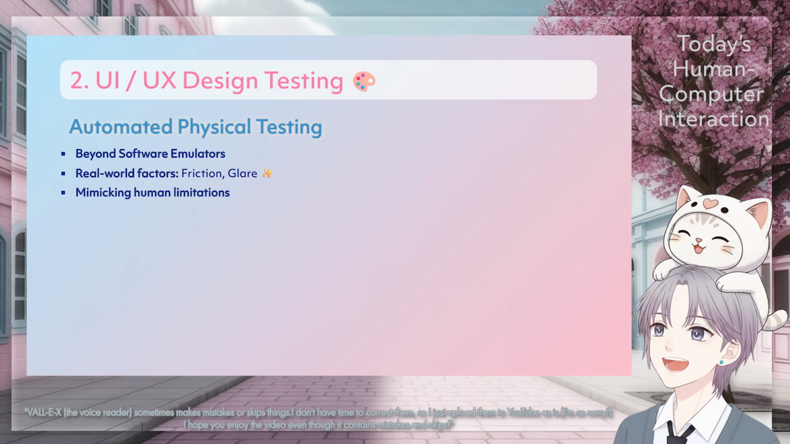Second, let's look at UI and UX design. App developers always worry. Is this button too small? Is this swipe gesture too hard? Usually, they test this with software emulators. But software cannot feel friction or screen glare. By using a framework like Ichino-ani, designers can automate testing with a real physical robot arm. They can see if a robot, which mimics human vision and movement, struggles to hit a button. If the robot misses, maybe the button is too small for a human too. This leads to much more user-friendly mobile apps.